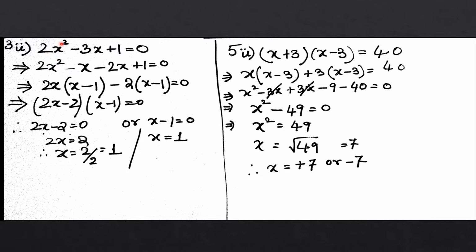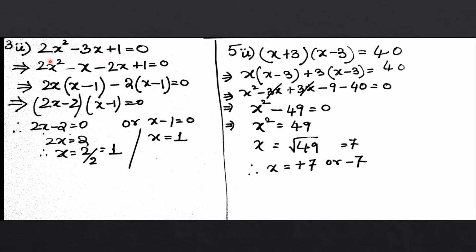x is a variable because its value can change, whereas 2, 3, 1 are your constants. Okay, so a number alpha is a root of the equation ax square plus bx plus c equal to 0 if it satisfies it, that is, if a alpha square plus b alpha plus c is equal to 0. So let us learn how to solve it with the zero product rule.